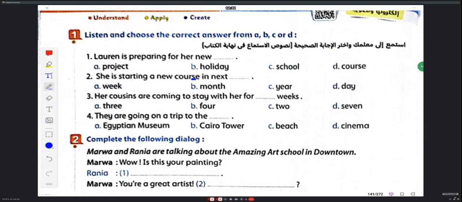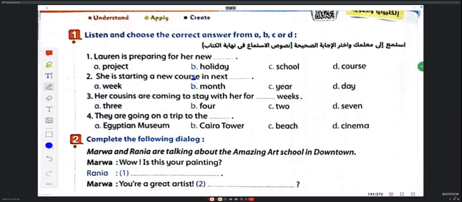Richmond Park is the largest royal park. Is it? No, Lauren is preparing for her new course at the moment because it starts next week. She is looking forward to it. Her cousins are coming to stay with her for 2 weeks over the summer holiday too. They are planning to do lots of activities. They are going on a trip to the beach. That is going to be fun.